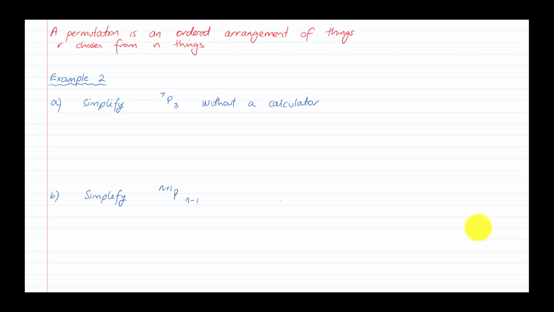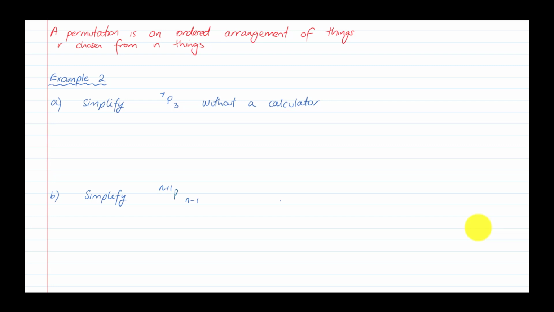Hi and welcome to video 5 of Unit 1 Topic 1 from our Specialist Math curriculum. In this video we're going to look at some examples of permutations in action and show you how you can simplify algebraically but how you can also apply them in context.